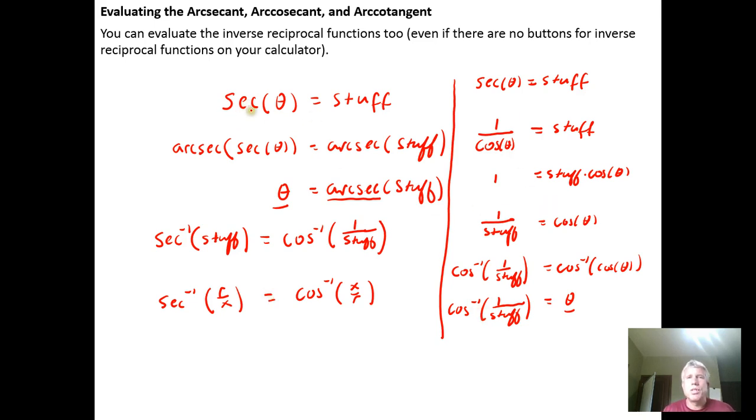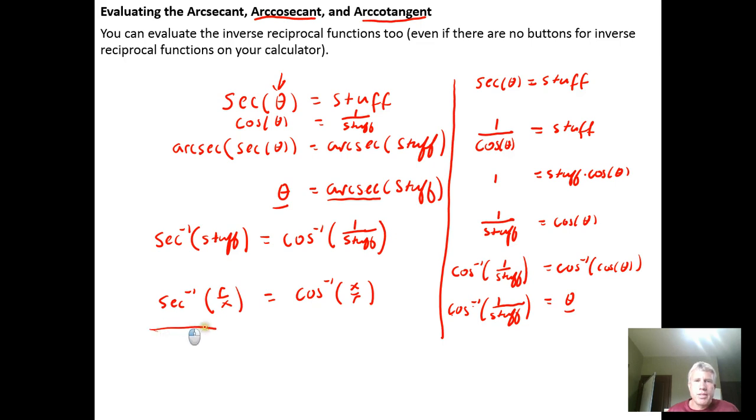If you need to solve secant of theta equals stuff for theta, just do a quick switch here and say, hey, if I have the secant of theta equals stuff, that means that the cosine of theta, because it's the reciprocal of the secant function, is just going to equal 1 over the stuff, and take the cosine inverse of both sides, so you get cosine inverse of 1 over stuff equals theta. And the technique that you would use for dealing with arc cosecant and arc cotangent is basically the same.